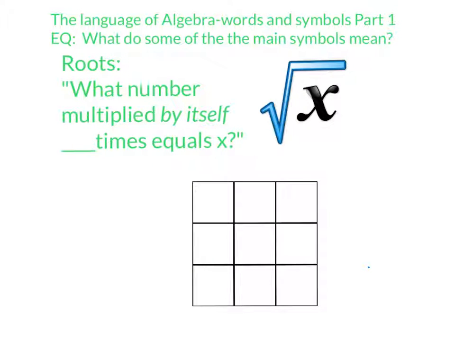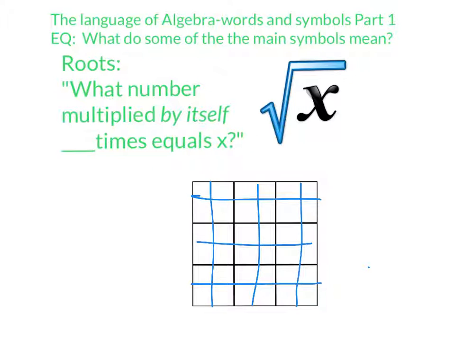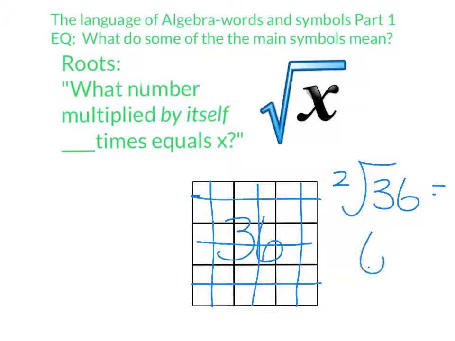If we were looking at, we have 36 units inside, and the square root of 36 would be, that's right, that would be 6. So it's the opposite of squaring. This is 6 squared inside, and 6 as the side length on the outside.